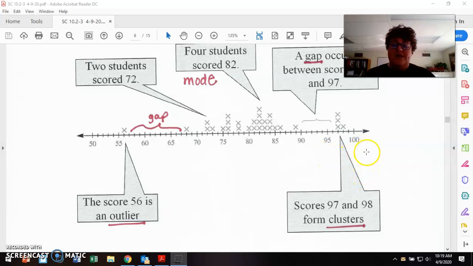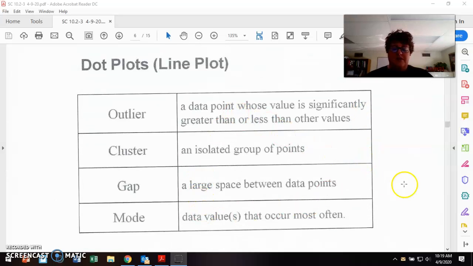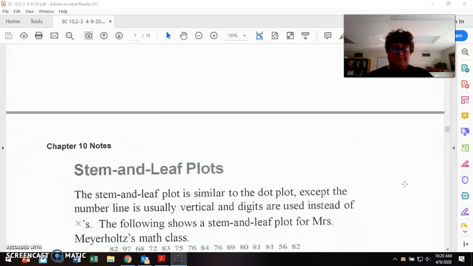Vocabulary is going to be very important in this chapter, so make sure that the definitions are listed right here for all 4 of those things. So definitions are important, so make sure you're definitely keeping track of terms.